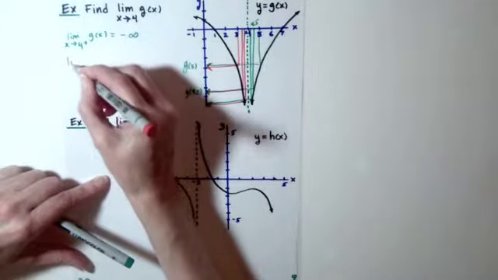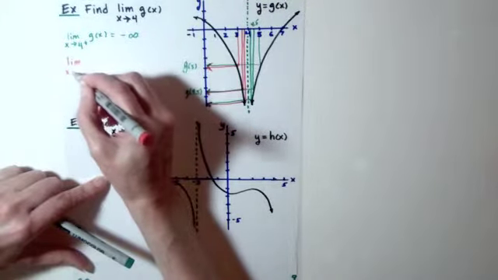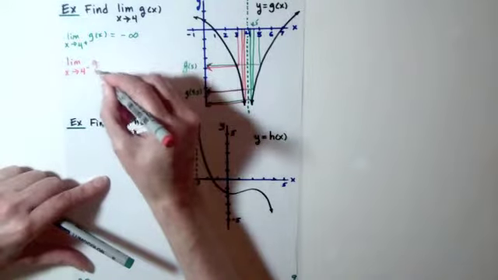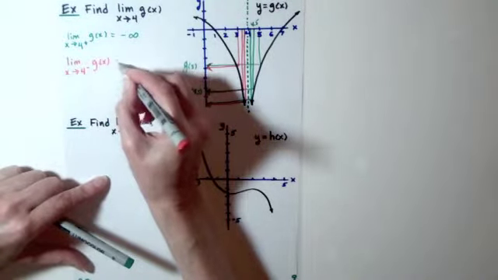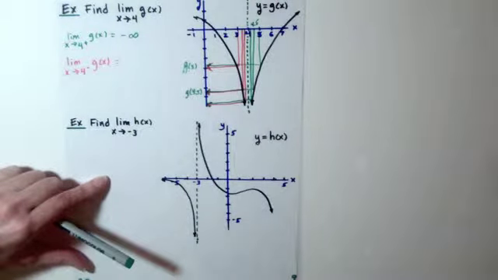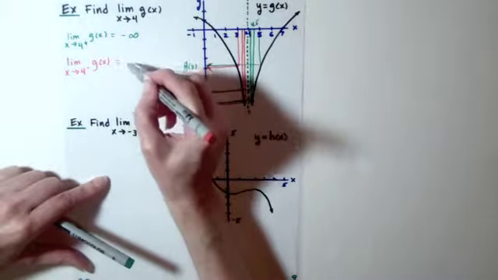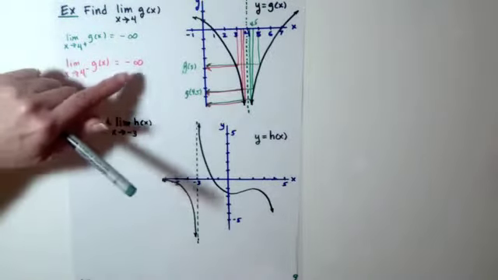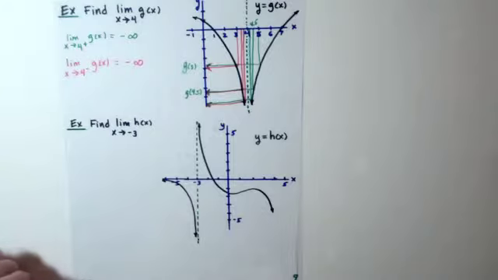So if I were to write what's the limit as x approaches 4 from the left-hand side of my g of x, again, that limit does not exist because the outputs are not collecting around one single number on the y-axis. But I could again write that it doesn't exist because the outputs are going down towards negative infinity.